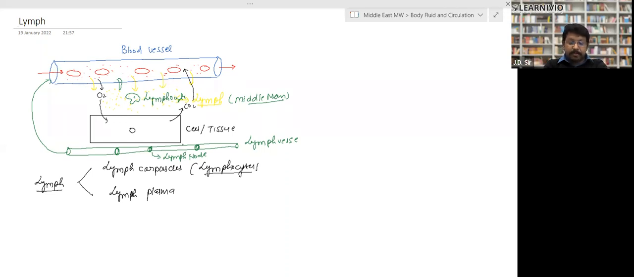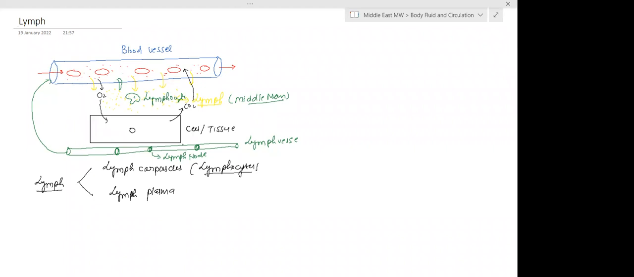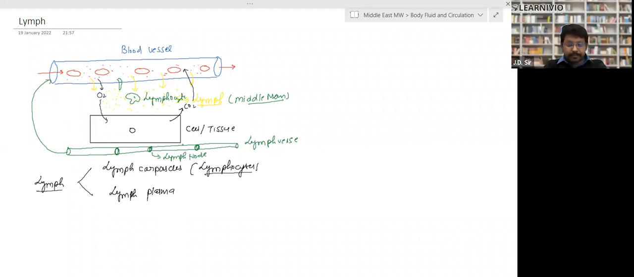Lymph cells are amoeboid WBC. Mostly they are lymphocytes. Can you please repeat this one? Lymph cells are amoeboid leukocytes. Mostly they are lymphocytes.